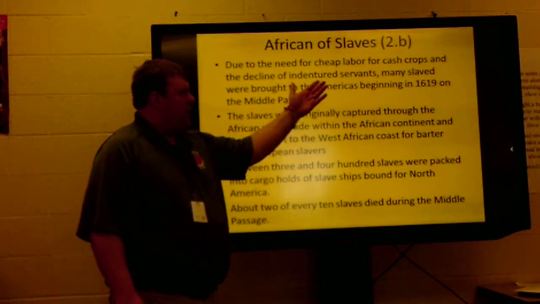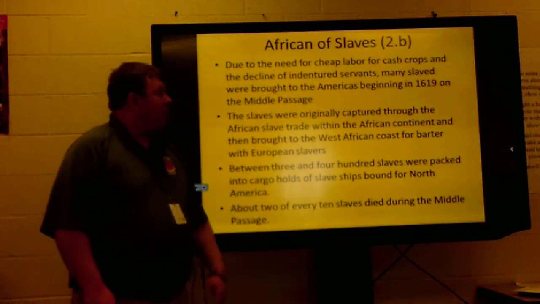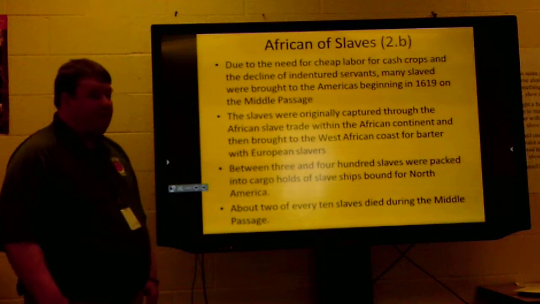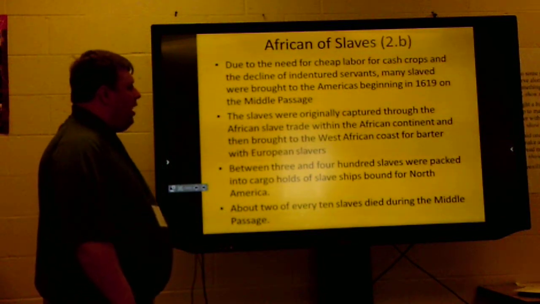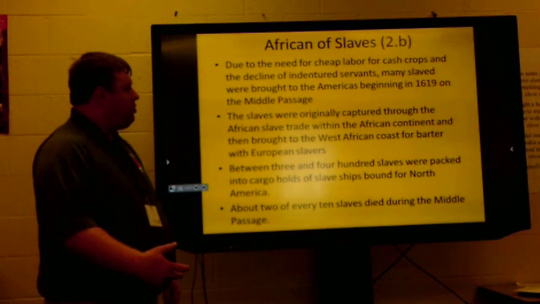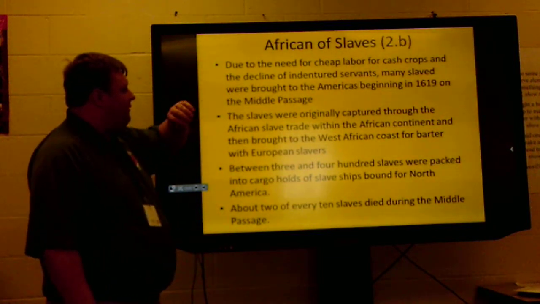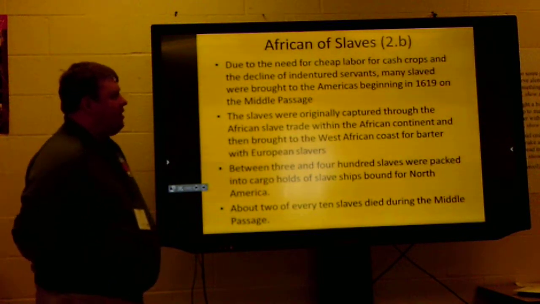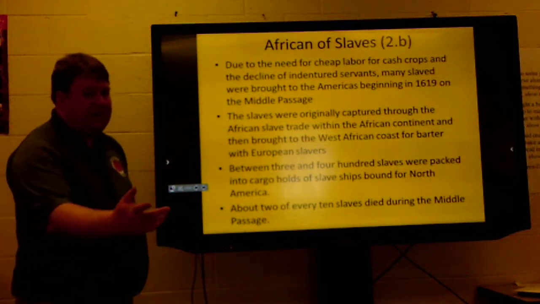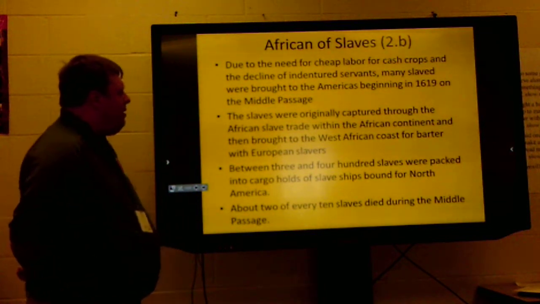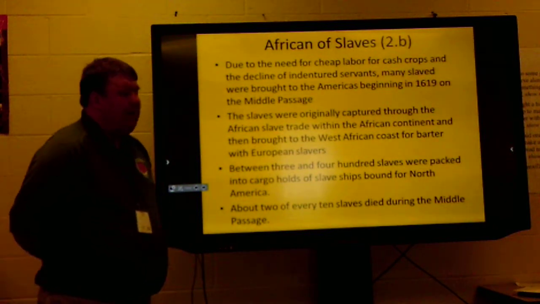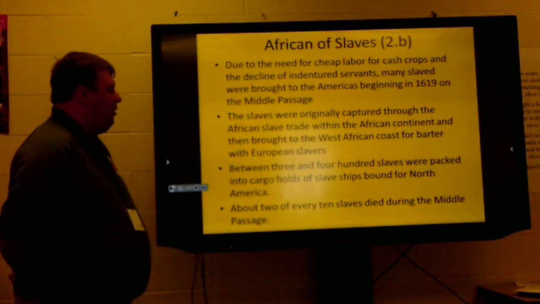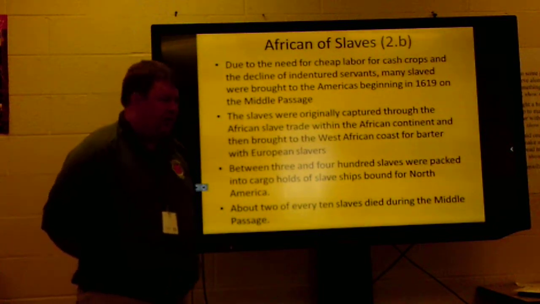Now we also, according to Standard 2B, we need to talk about the African slaves and how they contributed to the diversity as well. They also brought much of their culture with them. Due to the need for cheap labor for cash crops and the decline of indentured servants, because indentured servants worked off their time, many slaves were brought to the Americas beginning in 1619 by the Dutch on the Middle Passage. You remember that'll be part of the triangular trade.